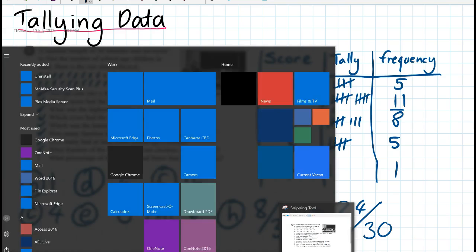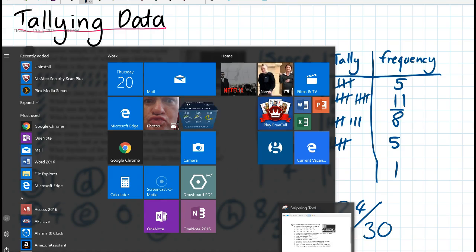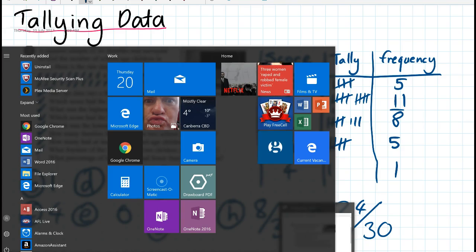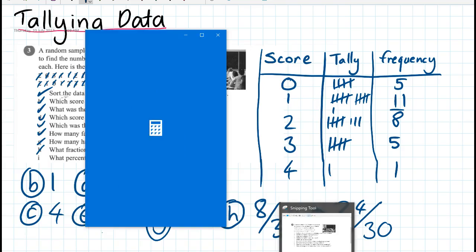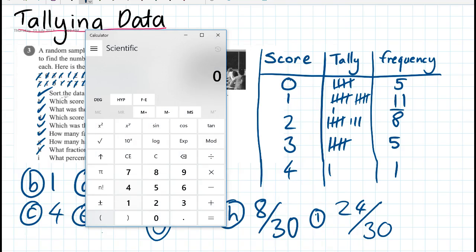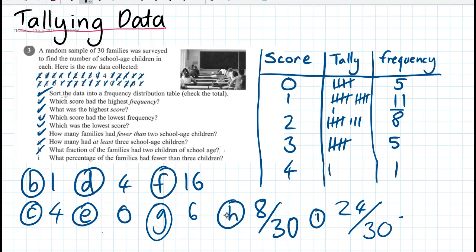So I'll just get out my calculator. 24 divided by 30, I reckon it's going to be about 80%, times 100 equals 80%.